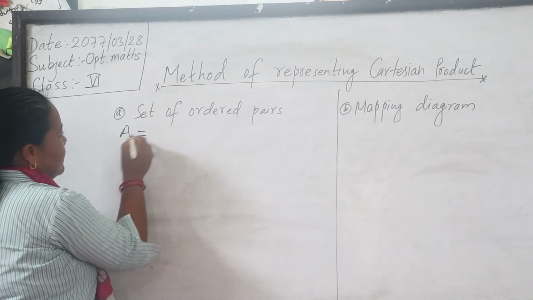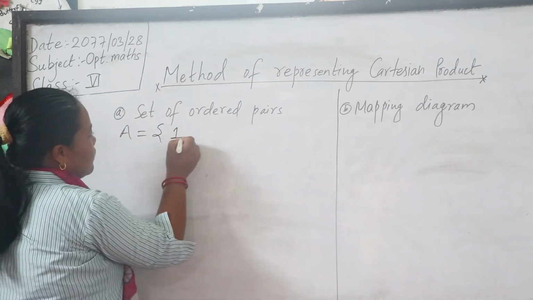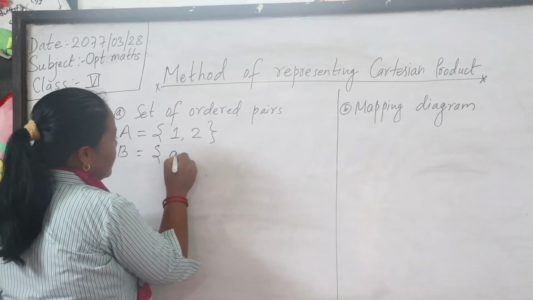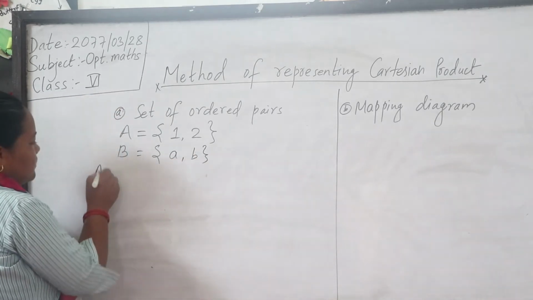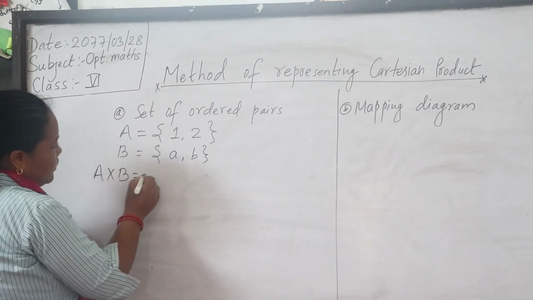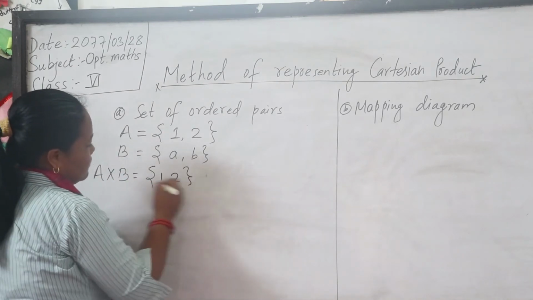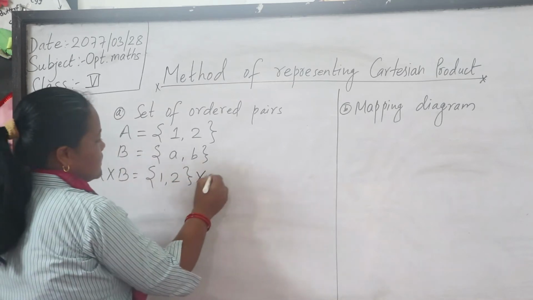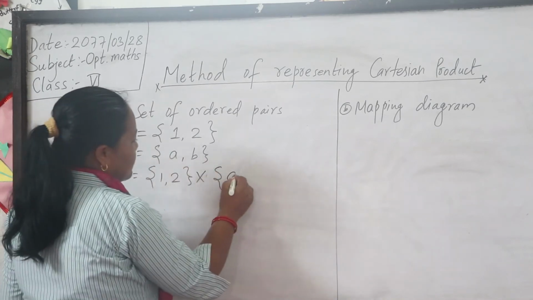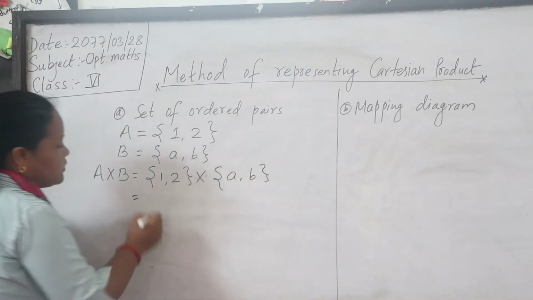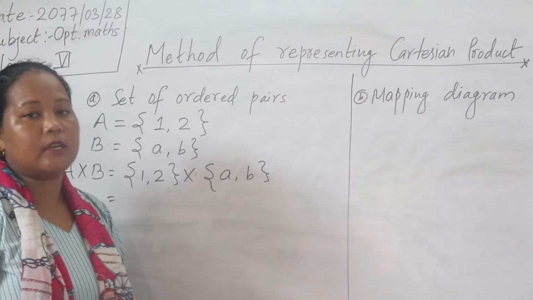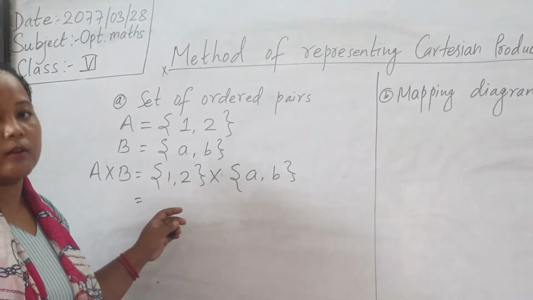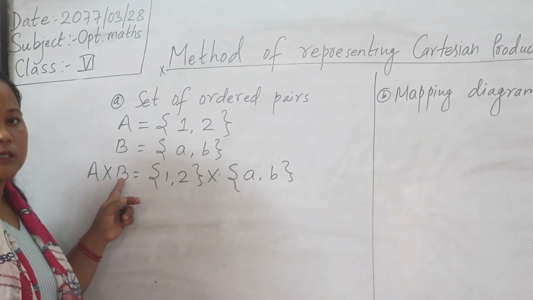Let's take two sets. Let A equals 1, 2, and B equals A, B. And the Cartesian product is A cross B equals the elements of set A, 1, 2, cross the elements of set B, A, B. I have told you the Cartesian product means the set of all the possible ordered pairs of these two sets A and B.